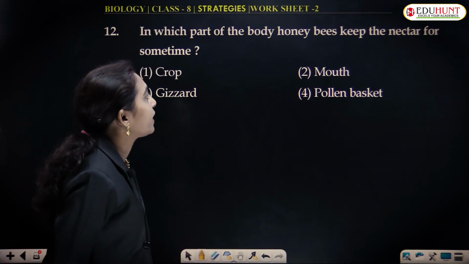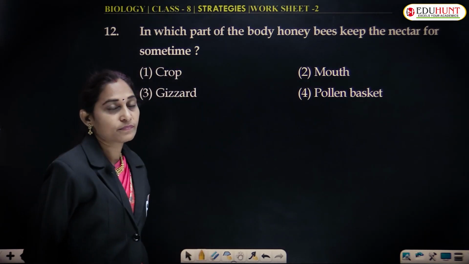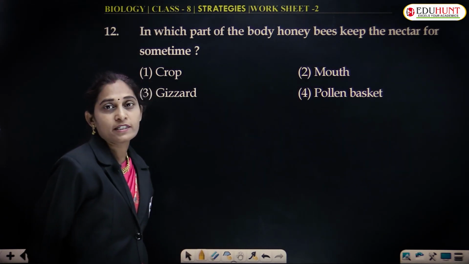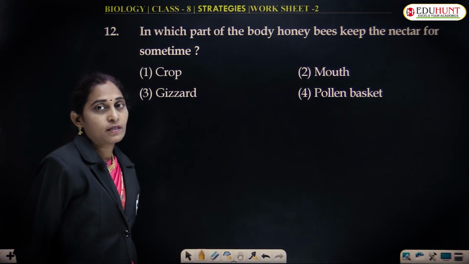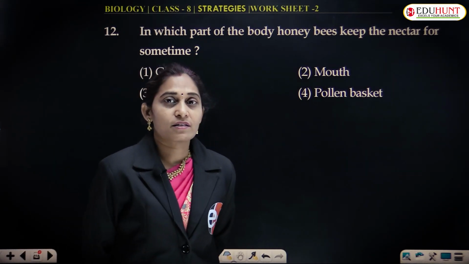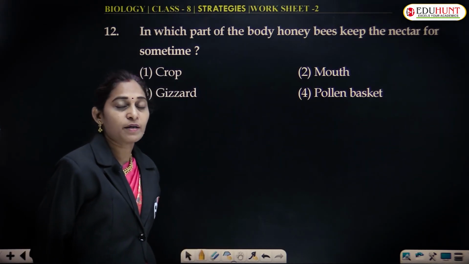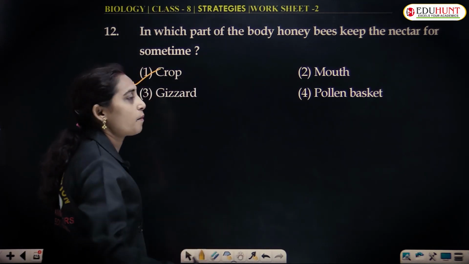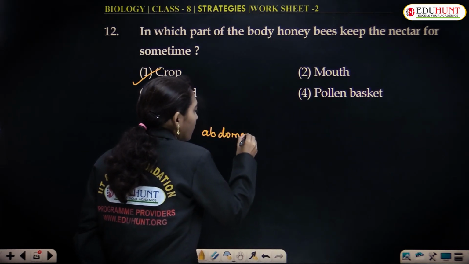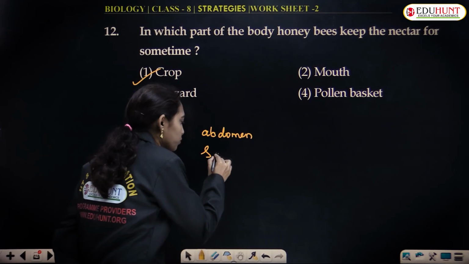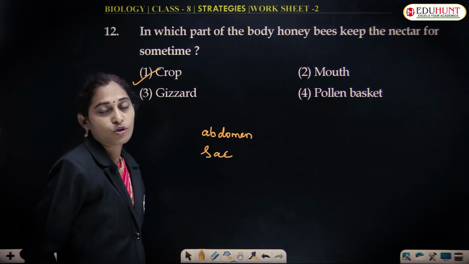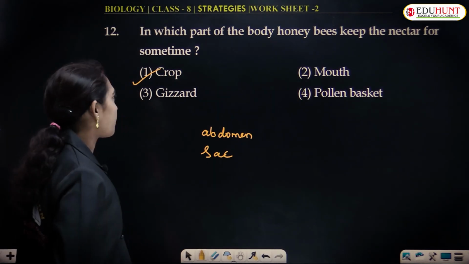In which part of the body do honeybees keep the nectar for some time? Actually, nectar is deposited in the beehive, but sometimes the worker bees which collect the nectar from the plants and flowers keep the nectar for some time in their body. The part is known as the crop, present in the abdomen. It's like a sac or pouch. In this crop, nectar is stored for some time in the worker bee.